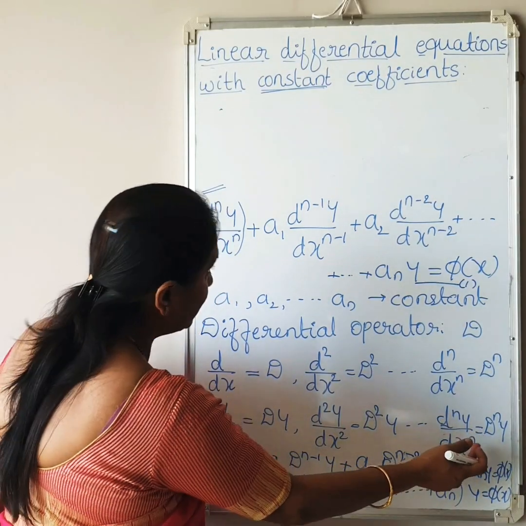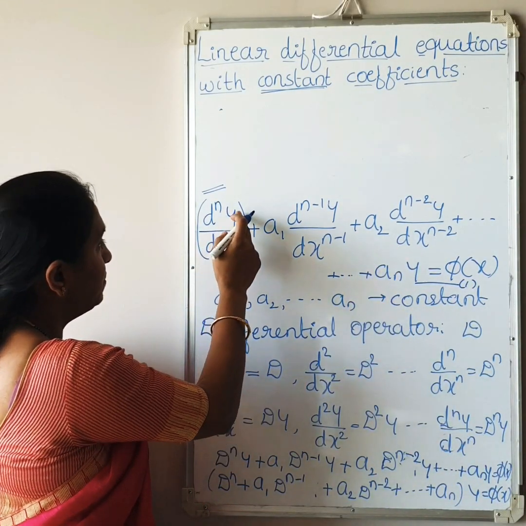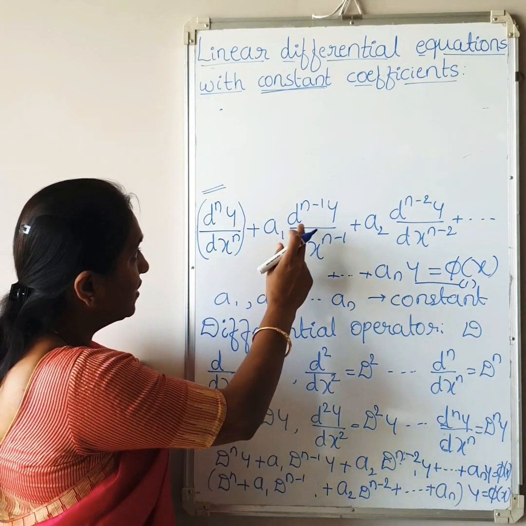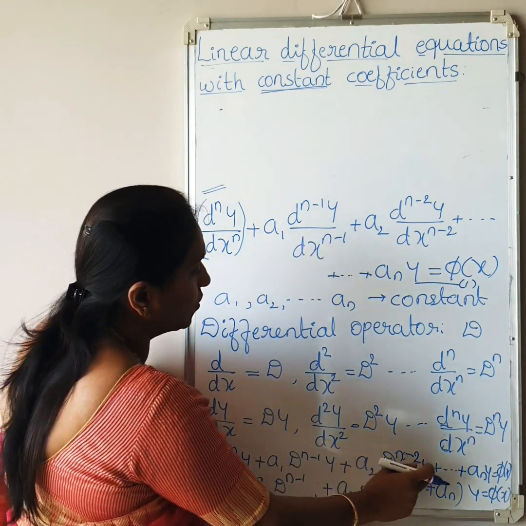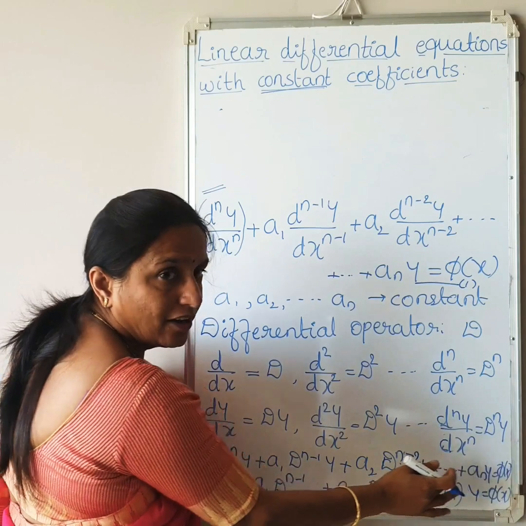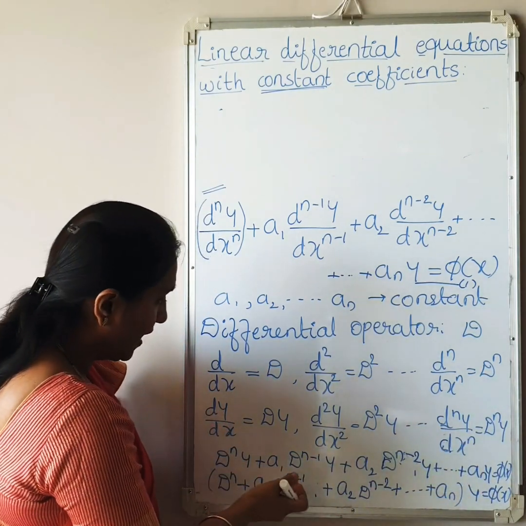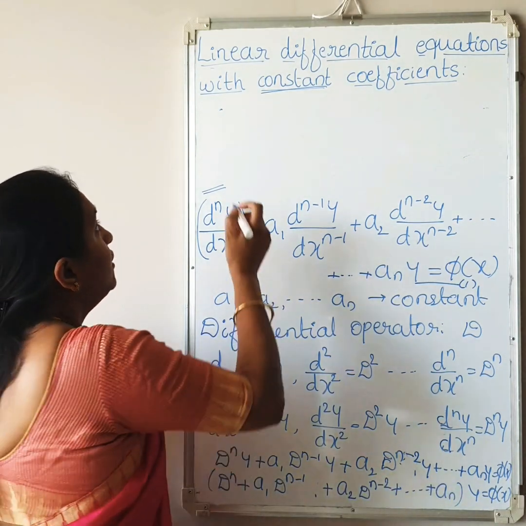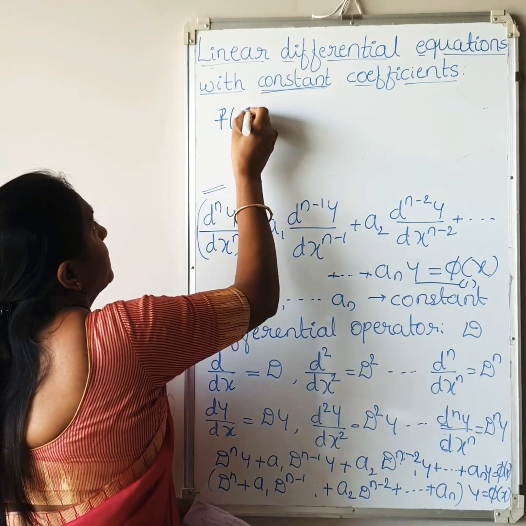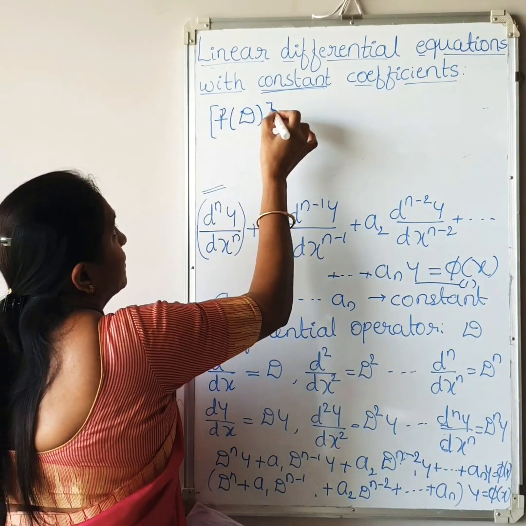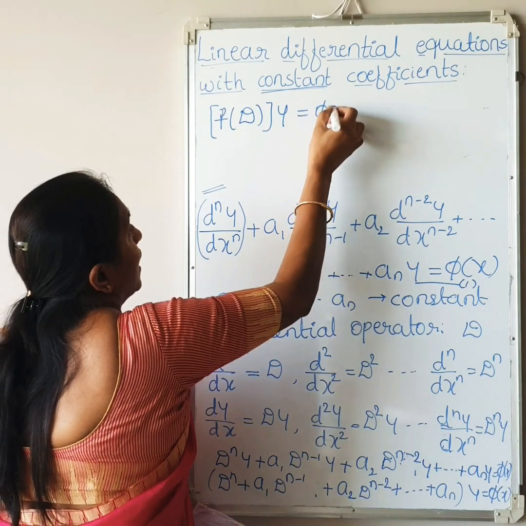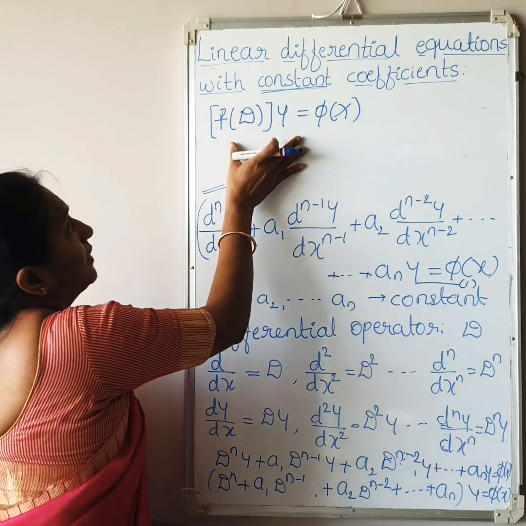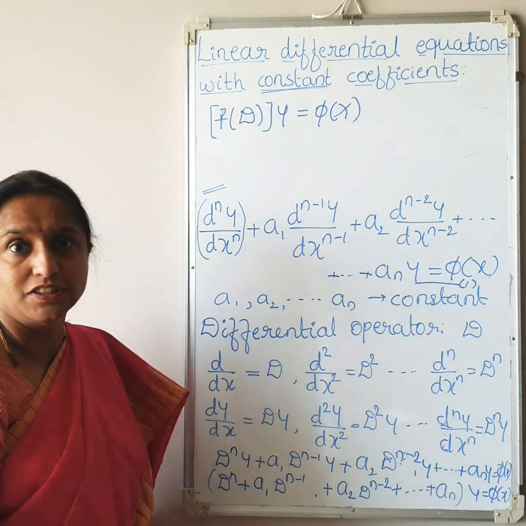So substituting these in equation 1, we get in place of d^n y by dx^n, it is D^n y plus a1 D^(n-1) y and so on up to an y is equal to phi of x. So y is common, I will take y outside, so we will get this. So this is a function of D. I denote it as f of D. f of D y is equal to phi of x. So this is the representation of a linear differential equation.